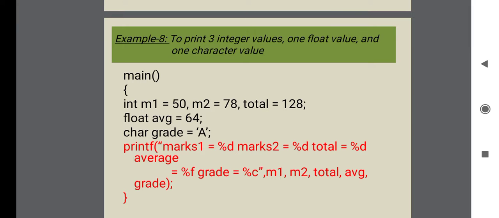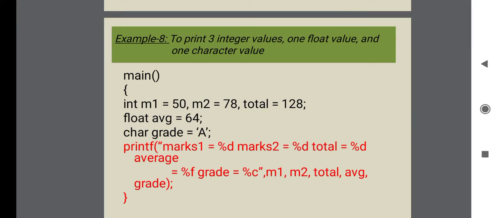So all the text which is written in between the double quotes will be printed on the monitor except format specifiers and escape sequences. In place of format specifiers, the corresponding variable value will be printed.